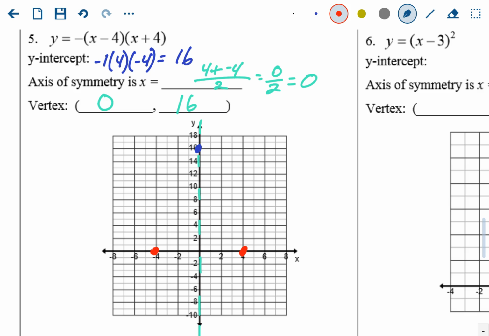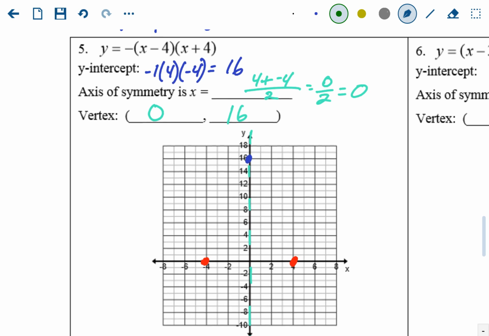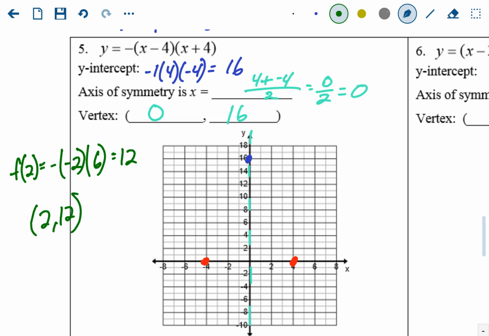And then again, you would need one more point. I would plug in 1 or plug in 2 or plug in 3 and then flip it over. If you plug in, let's plug in 2. If you plug in 2, you got negative x minus 4. 2 minus 4 is -2. And then 2 plus 4 is 6. Okay. So f of 2 equals 12, which means that's the point 2, 12. Graph it, and then flip it.